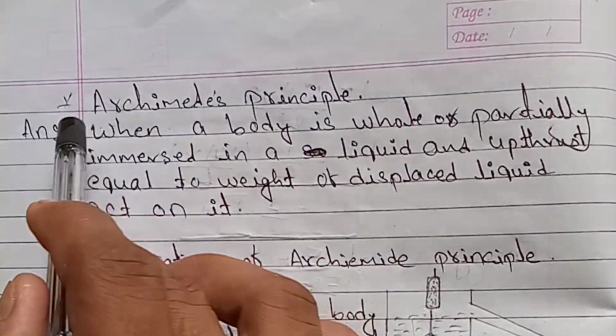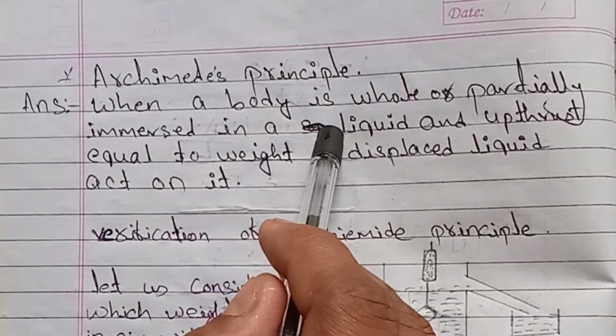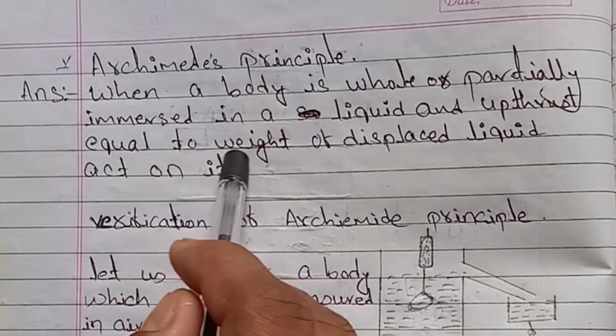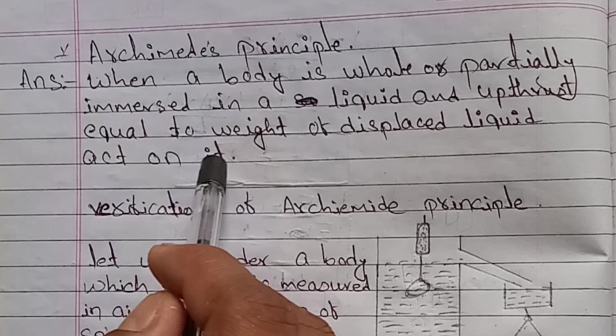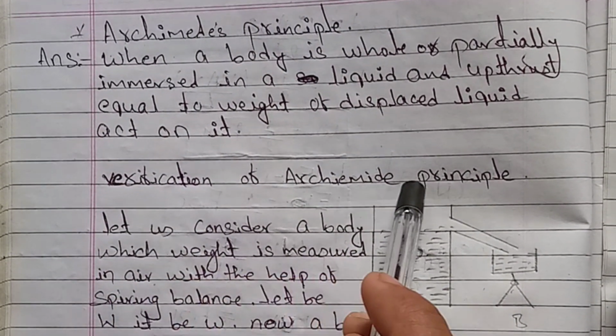Archimedes principle. When a body is wholly or partially immersed in a liquid, an upthrust equal to the weight of the displaced liquid acts on it. Verification of Archimedes principle.